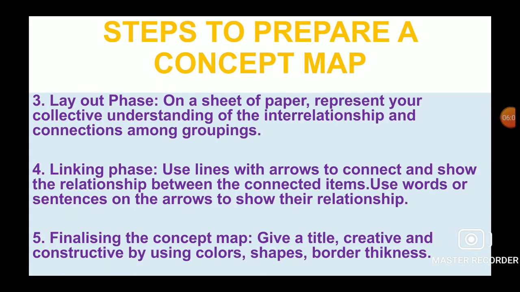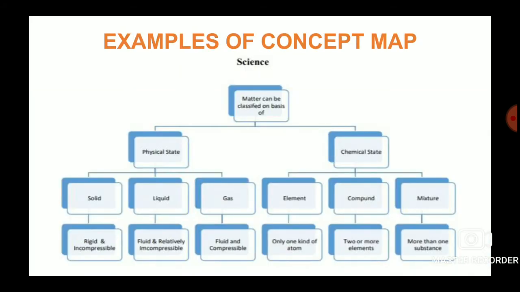Once our linking phase is complete, we will finalize the concept map by giving it a title which needs to be creative and constructive at the same time. And now we can be a little creative and use some colors, shapes, borders and other things to make it more attractive and easily understandable.